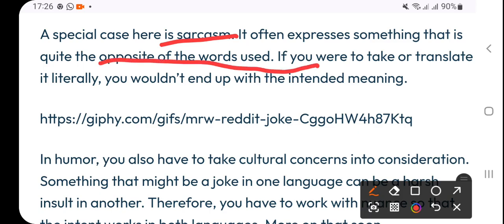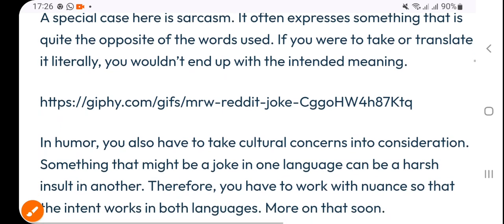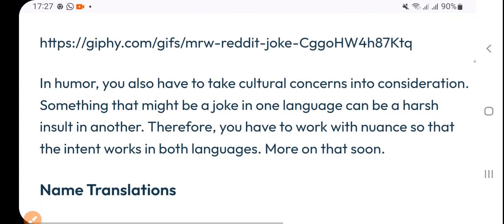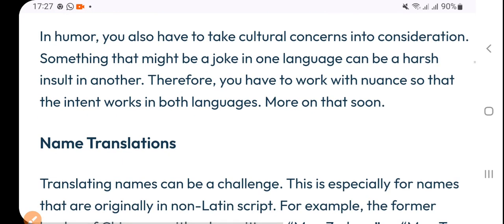And if you were to translate it literally, then you would not end up with the intended meaning, right? So if you change it literally, you would not be able to end up with the intended meaning. Here they have given an example, I don't know, but yes, that's sarcasm. Many words are there, but the same sarcasm cannot be created when you translate into another language.